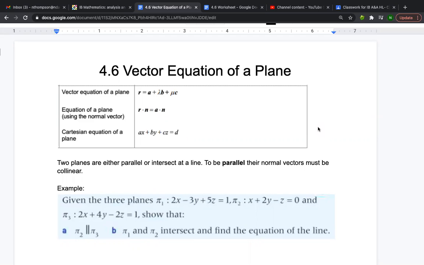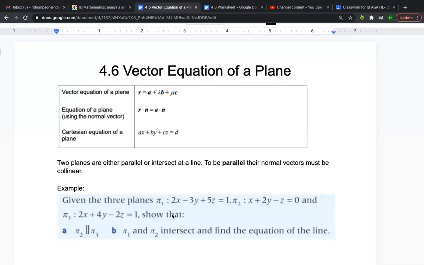So first we have just the traditional vector equation of a plane, and then we have using the normal vector and then the Cartesian form. Most often you will probably see the Cartesian form, but you might have to convert to the other ones. So two planes are either parallel or intersecting at a line. To be parallel, their normal vectors must be collinear.